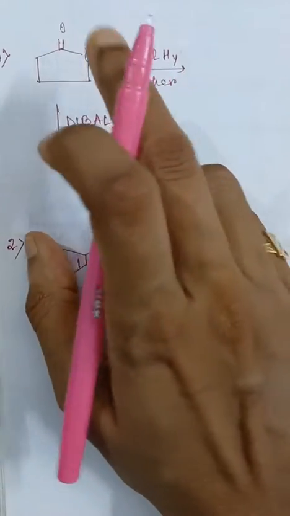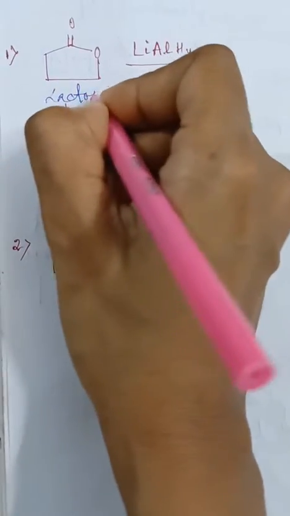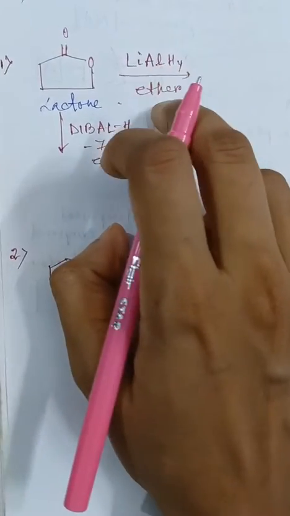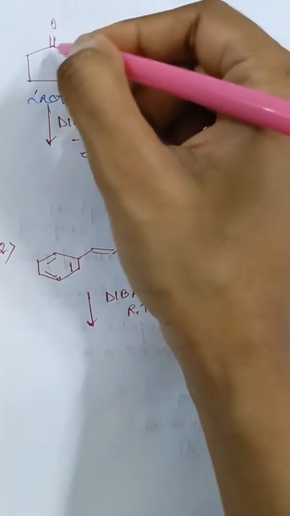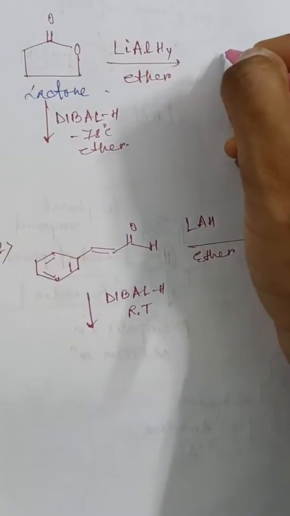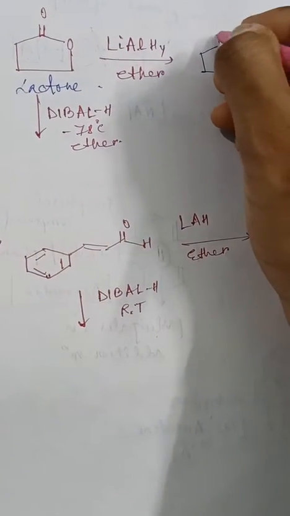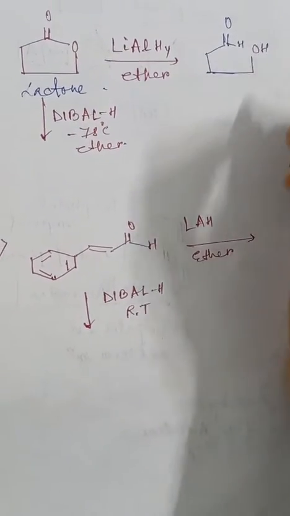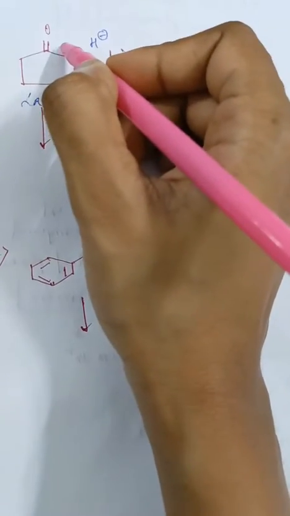Okay, so this is a lactone. Now when this lactone is treated with lithium aluminum hydride in ether, what does it do? It supplies H minus. As I said before, it supplies H minus, and first it forms a structure like this. It supplies hydride H minus, and then this bond breaks.